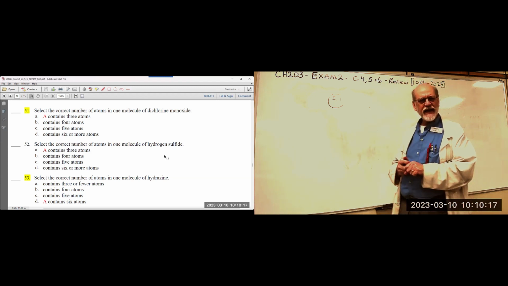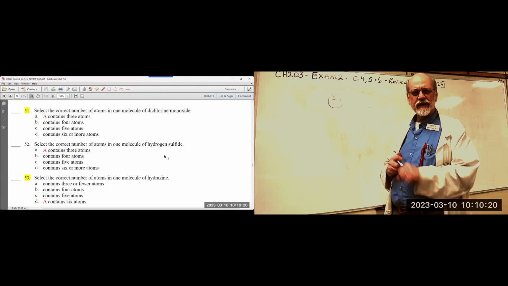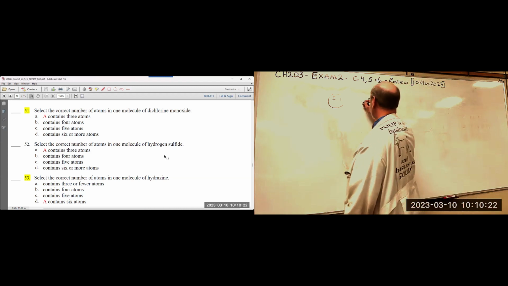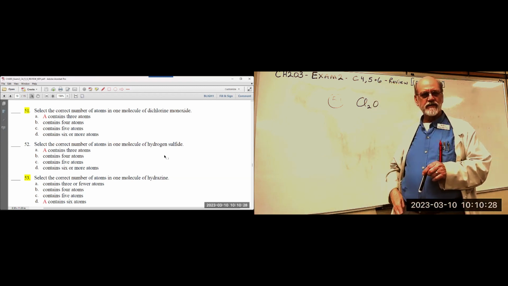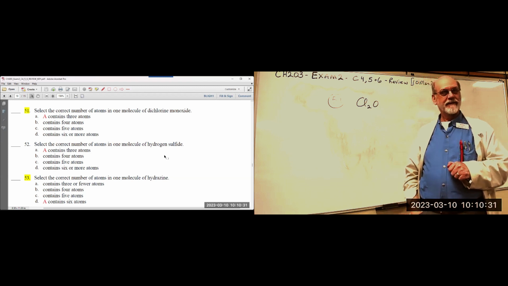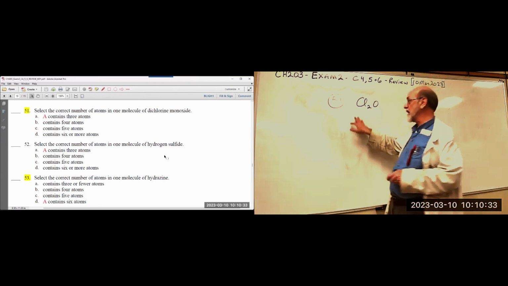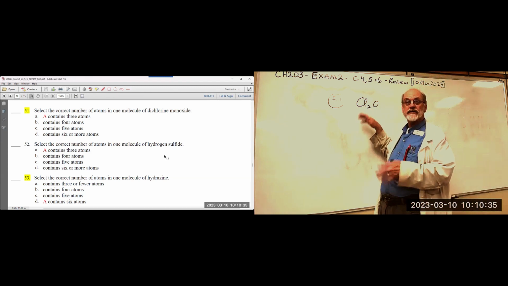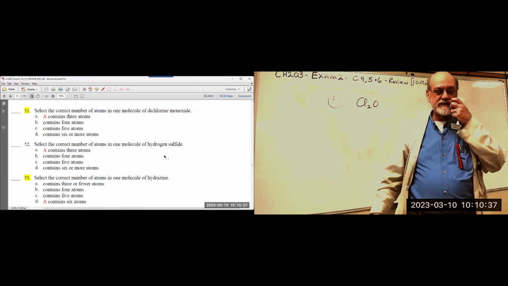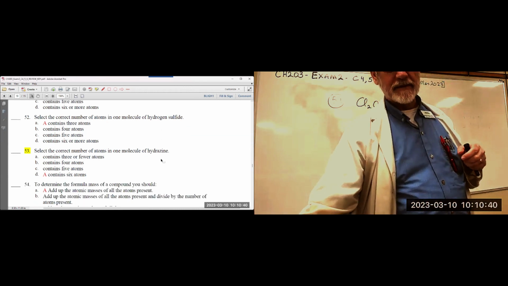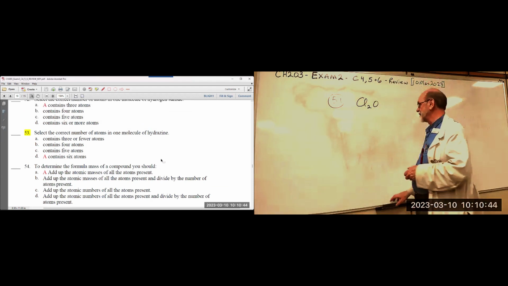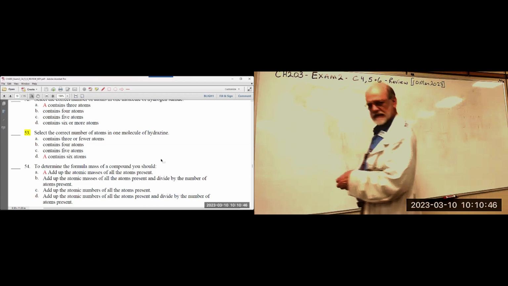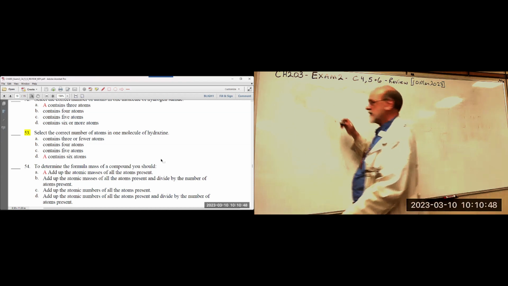Select the correct number of atoms in one molecule of dichlorine monoxide. Dichlorine monoxide, so it has 3 atoms, right? That's pretty easy. This is a type 3 compound, non-metal, so we have to say how many there are. That's the nice thing. There's no guesswork there. It tells you how many. 53. Another one.